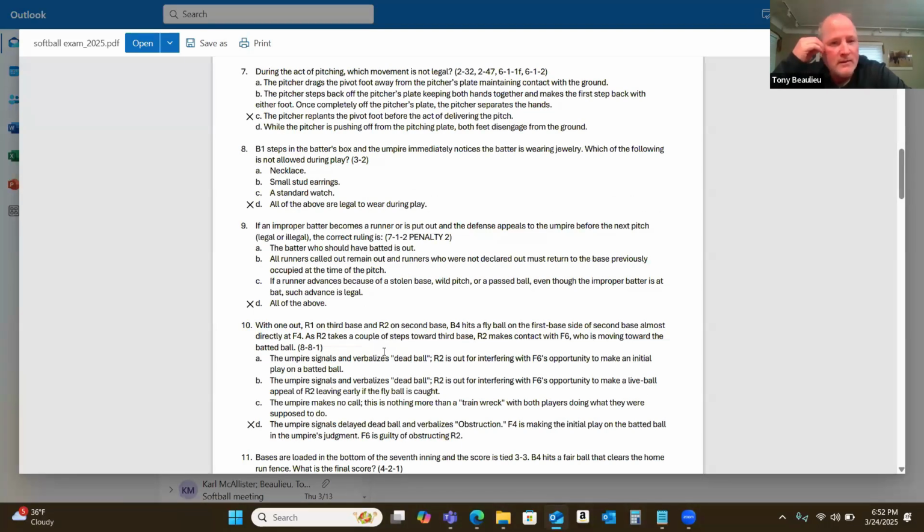During the act of pitching, which movement is not legal? The pitcher drags the pivot foot away from the pitcher's plate, maintaining contact with the ground. We know that that's not true because that's the typical motion they do when they drag that foot. Pitcher steps back off the pitcher's plate, keeping both hands together. Keeping both hands together means the pitch is not started yet, so they can back up off the plate. Carl, stop me if I'm going too fast or if I say something incorrect. The pitcher replants the pivot foot before the act of delivering the pitch. That is illegal, like a crow hop. When they're in the act of pitching and then replant that foot and then deliver the pitch, it makes it an illegal pitch. Okay. Any questions on that?